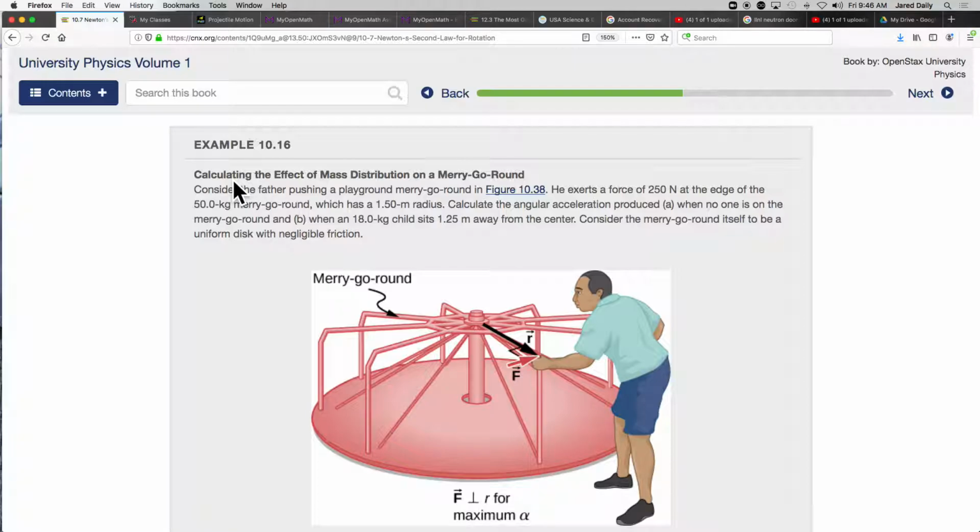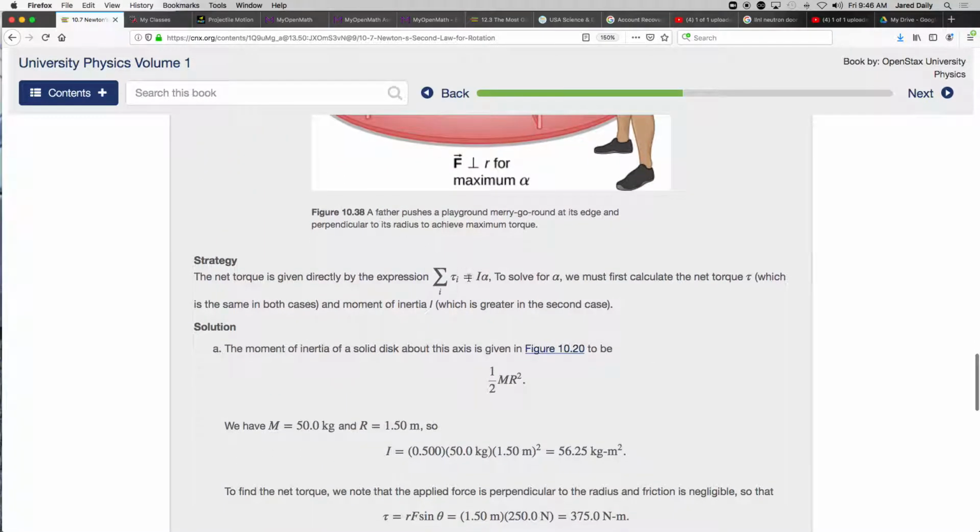Why do we need to know who's on the merry-go-round? Because we need to figure out the actual moment of inertia of the merry-go-round, because the equation is the sum of the torques equals I, which is the moment of inertia, times the angular acceleration. We don't know I, and we can figure out the torques, so we've got to figure out I. Turns out that the moment of inertia for a solid disk rotating about its center axis, which is kind of what a merry-go-round is, is 1/2 mR squared. So that's a good approximation.